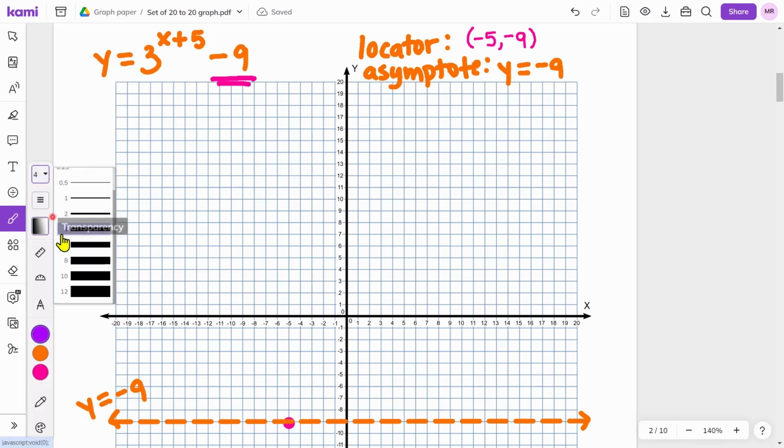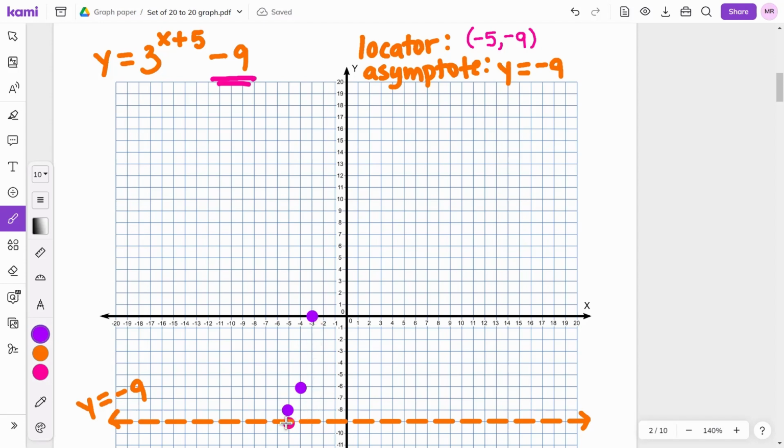So I'm going to start right at this point, and this is where I'm going to start 3 to the power 0. So 3 to the power 0 is 1, so I'm going to go 1 above. Now I can go out 1, and 3 to the 1 is going to be 3. From this locator point, I'm going to go out 2. 3 squared is 9, so I'm going to go up 9.